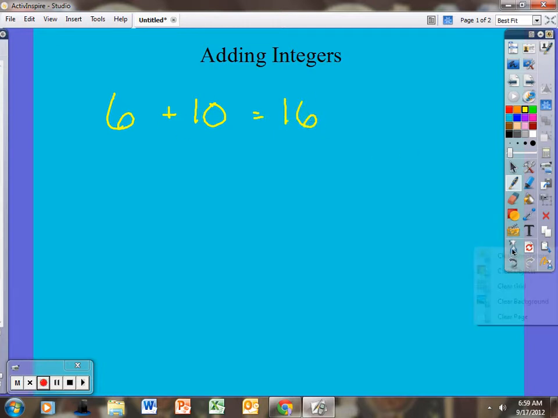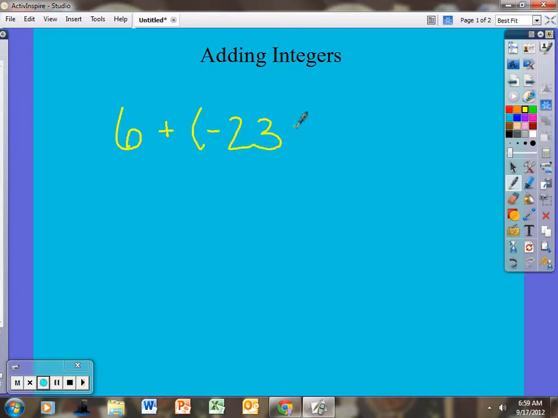Let's try another one with a mixing of numbers here. Let's go with, I like the number 6 today for some reason. 6 plus, let's go with -23. Okay, first thing I notice, signs are opposite. So instead of adding these two, what I'll do is subtract. Now, I go 23 minus 6, that gives me, I believe, 17.